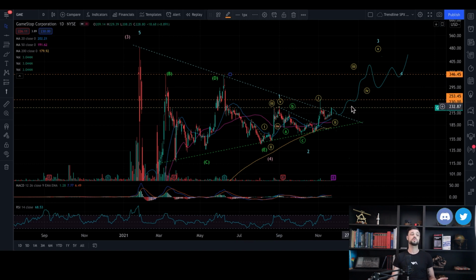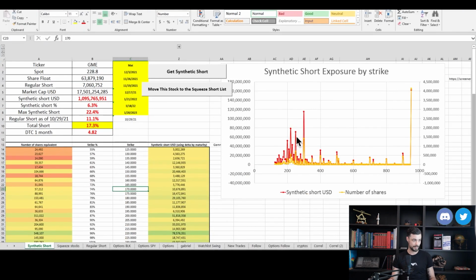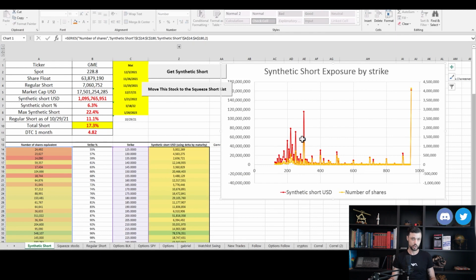So I believe that once we trade above 250, it's going to be very volatile. Everything can happen, but most likely we're going to have this kind of bam, strong moves. Why? Because of the gamma. 300 strike is huge, and I'm pretty sure it's going to grow in the coming days.